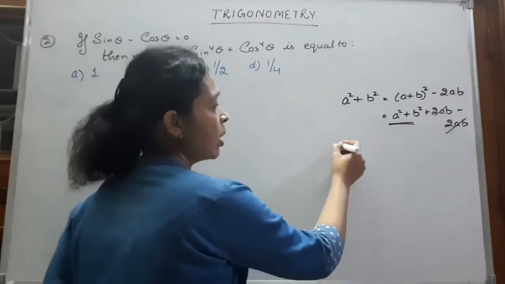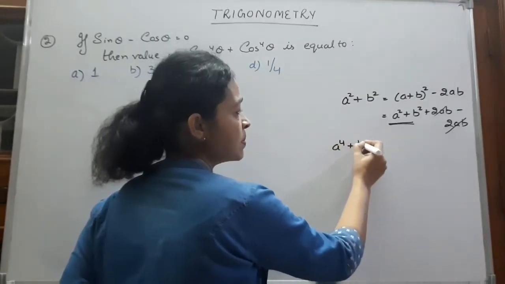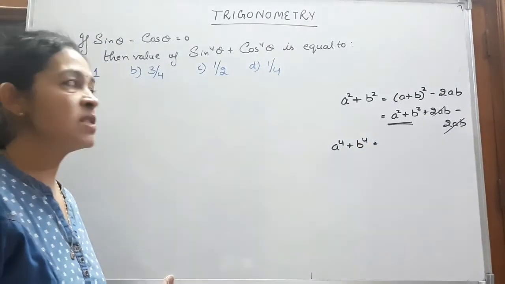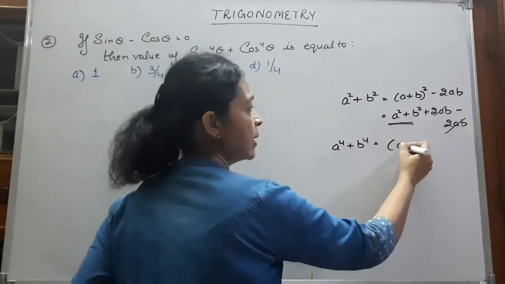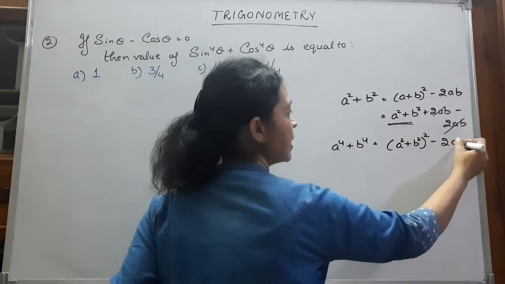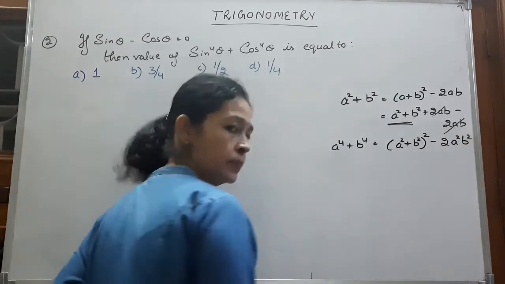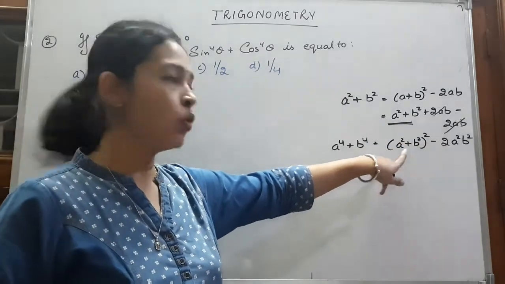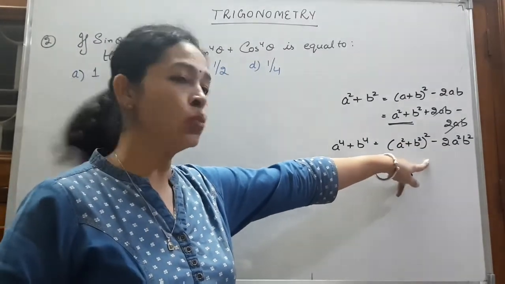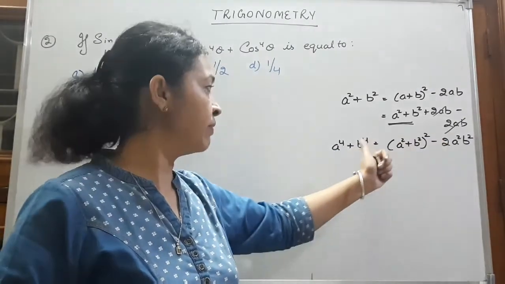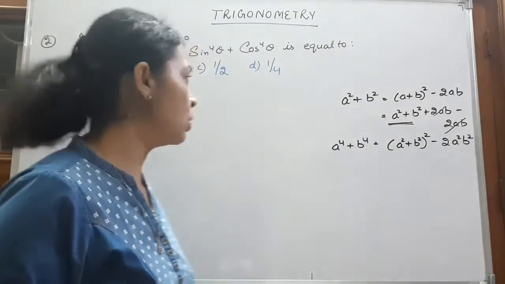In the same way, how can we write a to the power 4 plus b to the power 4? A to the power 4 plus b to the power 4 can be written as a square plus b square whole square minus 2 times a square b square. A square plus b square whole square is a to the power 4 plus b to the power 4 plus 2 times a square b square, minus 2 times a square b square. What will be left? A to the power 4 plus b to the power 4.